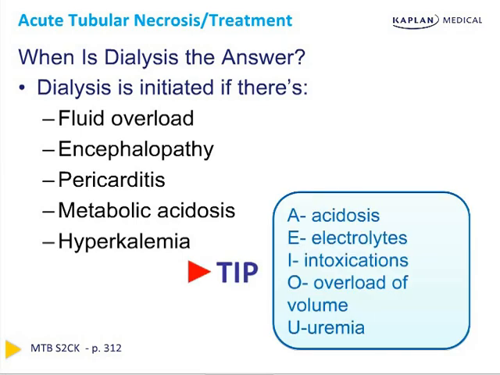My favorite mnemonic for remembering the acute indications for dialysis is AEIOU. A for acidosis, E for electrolyte imbalance, I for intoxication, because acute dialysis is also indicated in ethylene glycol poisoning and lithium overdose. O is for overload of volume, and U is for uremia, either manifest as pericarditis or encephalopathy.